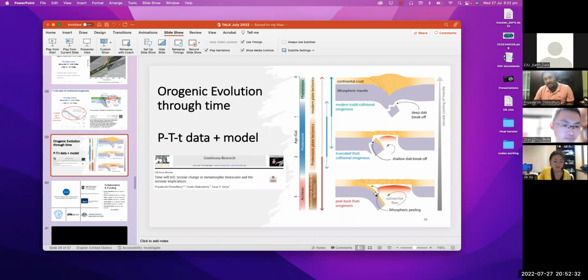So that's the part I just showed. If you're just looking at one proxy, be it anything, and just taking it and extrapolating it to say this is global plate tectonics or not, then we could be misleading. And same goes for metamorphic, by the way, as well.